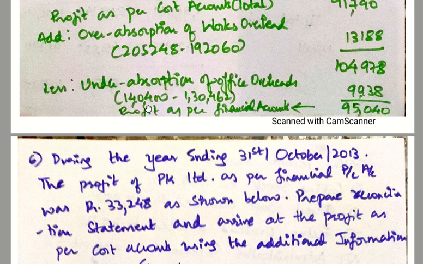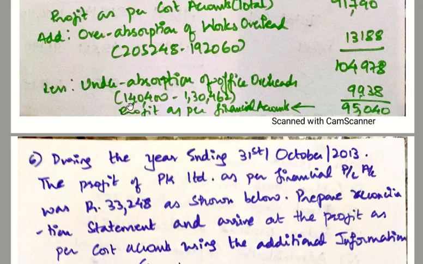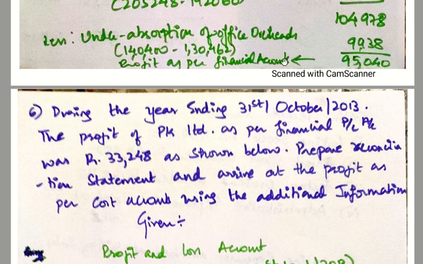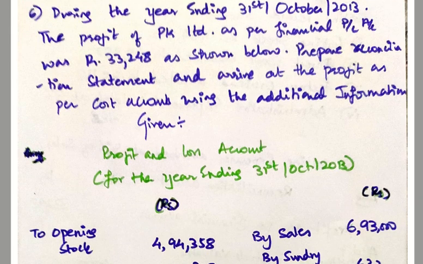So in financial account, it is 1,40,400, and in cost account it is showing 1,30,462. Minus it, you get 9,988. So your profit as per financial accounts is 95,040. So now we'll move on to the next question.